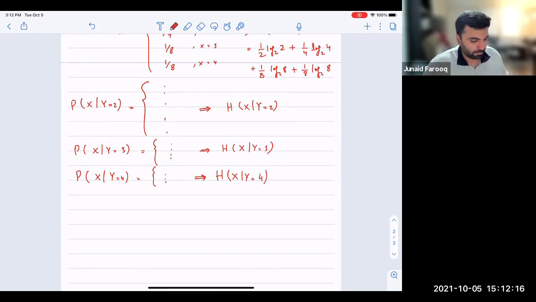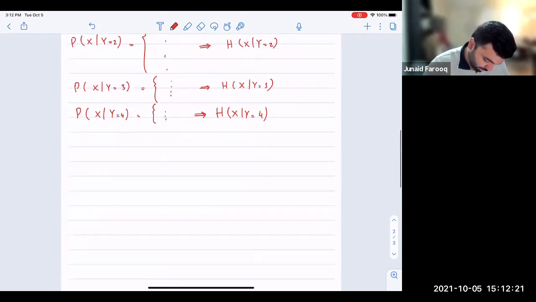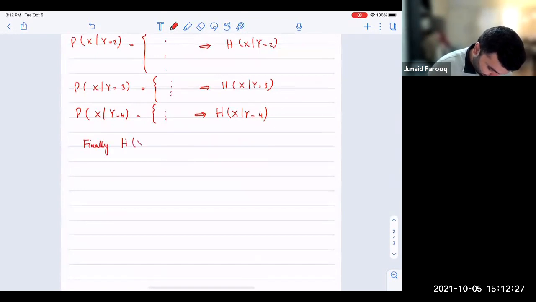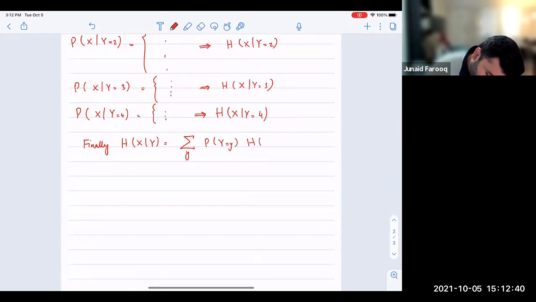Okay, and finally, the conditional entropy H of x given y is actually the sum over y of these conditional entropies along with the probability of y taking those values. Right, so that's going to average it out and you will get the conditional entropy of x given y.